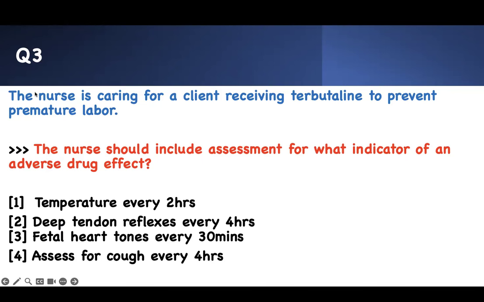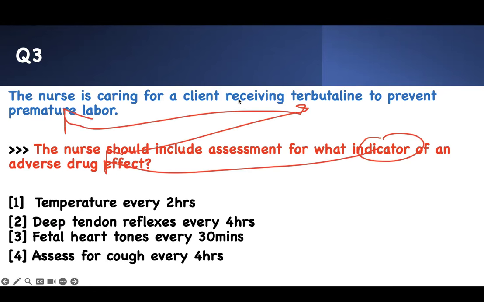Let's go back. The nurse should include assessment for what? Indicator. This word is very important. Indicator of what? Drug effect. It means we want to know if the medication is causing adverse effect. That's all. What medication? Look into the stem of the question. You see terbutaline. What is it being used for? Preterm labor. Therefore, I'm dealing with terbutaline.